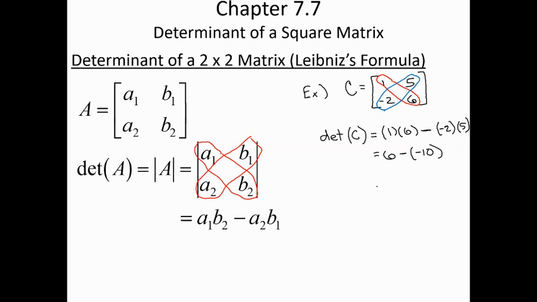Notice how I didn't just say 6 minus 10. It's 6 minus, because that minus is always there. And then if you get negative 10, you still put negative 10. Don't just say, well, it's already minus, I don't have to put a negative. No, that would be wrong. So 6 minus negative 10 is actually 6 plus 10, which is 16. Okay, the determinant is 16.